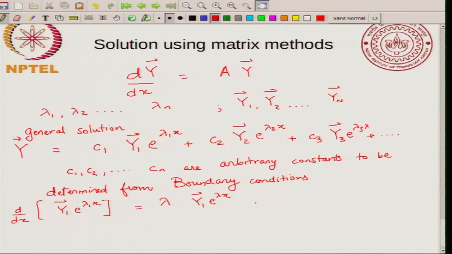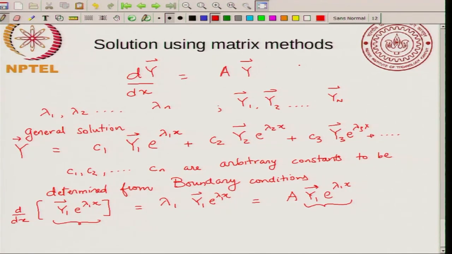Okay. And so this is just lambda times y. And what we said is that lambda 1 times y1 is just A times y1. So each of these actually satisfies this differential equation. And so what you are doing is using the method of eigenvalues and eigenvectors to get independent solutions. So therefore, y1 e to the lambda 1 x is a solution of the original differential equation that you had. Similarly, y2 e to the lambda 2 x is also a solution, y3 e to the lambda 3 x is also a solution, and so on.